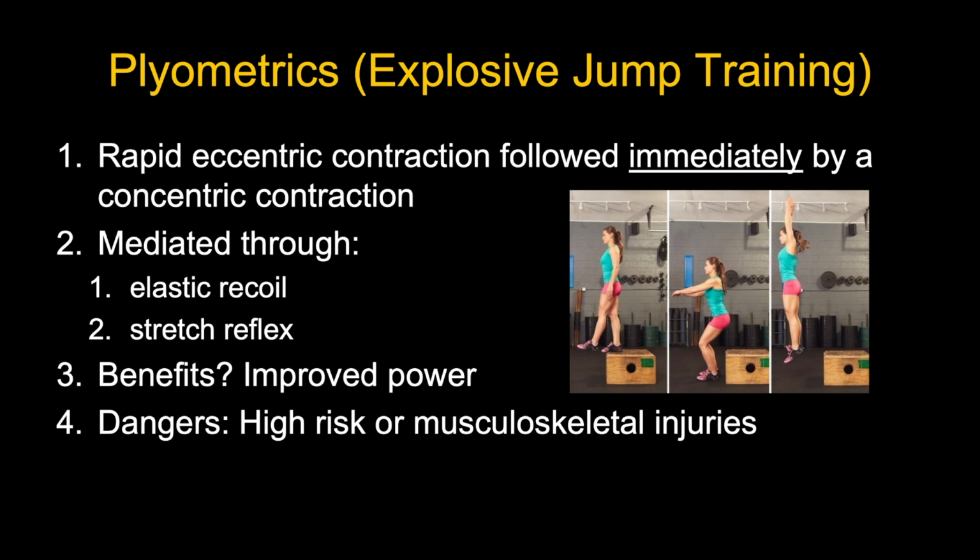So maybe the athlete pictured here is a volleyball player and she's trying to improve her ability to reach up high so she can spike the ball to the other side of the court. The problem with this kind of training is that you do run the risk of high musculoskeletal injuries just because of all the forces that are being applied very rapidly.